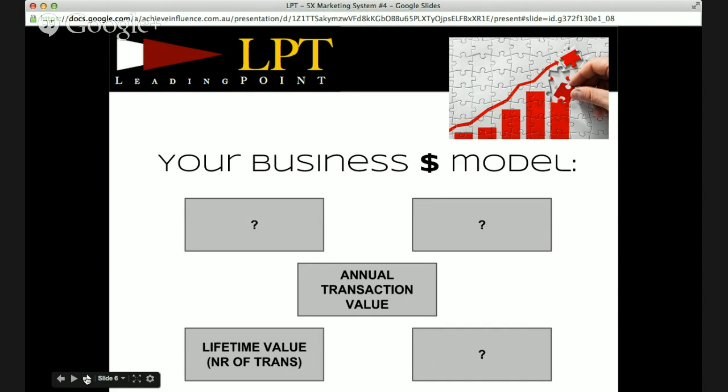Ideally, your business model needs to contain 5 components, and the reason I've kept 3 of those hidden is simply because if we unpack all 5 at once, we're going to be here for the next half an hour.